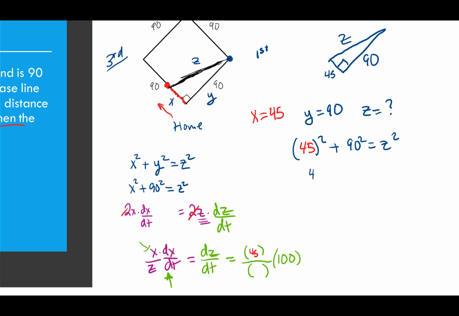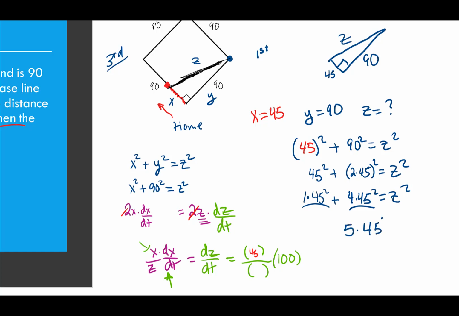So we're going to write this a little bit differently. 45 squared plus, I'm going to write 90 differently. It's 2 times 45, right? We know that. So let's change this. We have 45 squared plus 4 times 45 squared. So we have 1 times 45 squared plus 4 times 45 squared. Isn't that going to be 5 times 45 squared is equal to z squared?